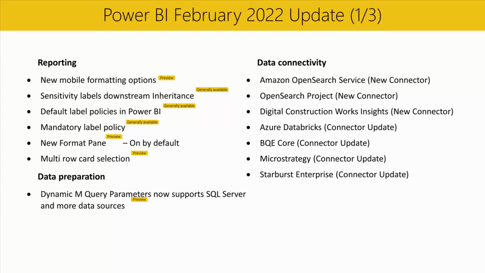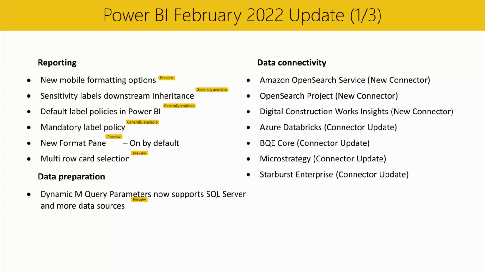Next, we're excited to announce that the downstream inheritance for sensitivity labels is now generally available. Downstream inheritance enables you to automatically apply a dataset's or report's sensitivity label on all downstream reports and dashboards, applying to content built from that dataset or report as well. For more information on downstream inheritance, check out the link in the video description below.